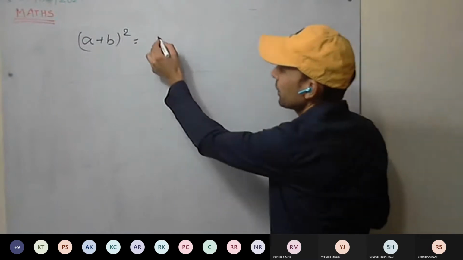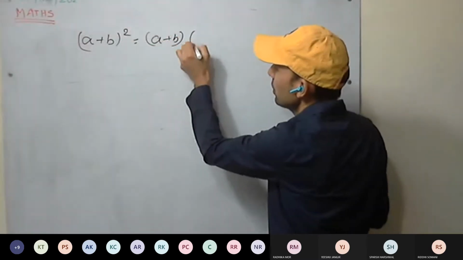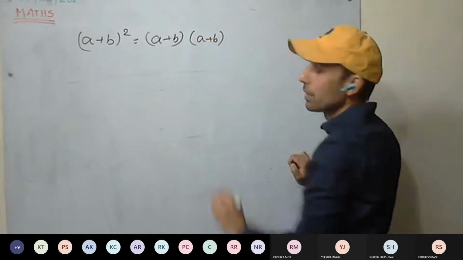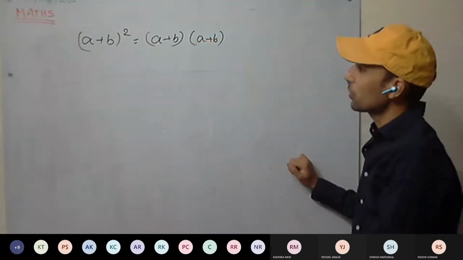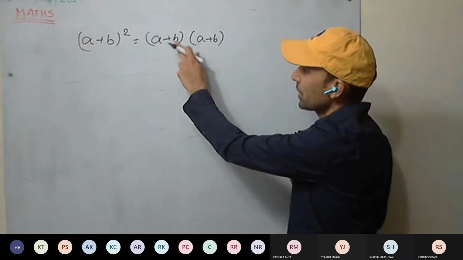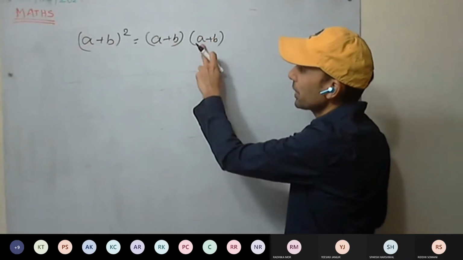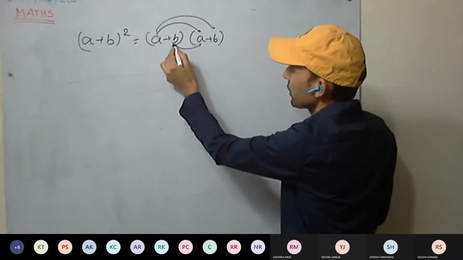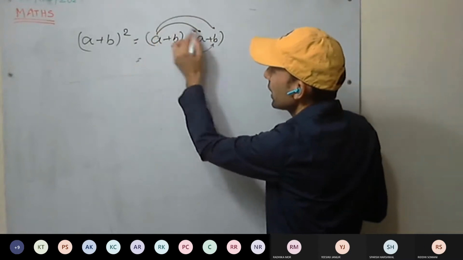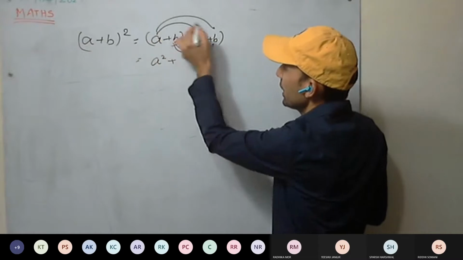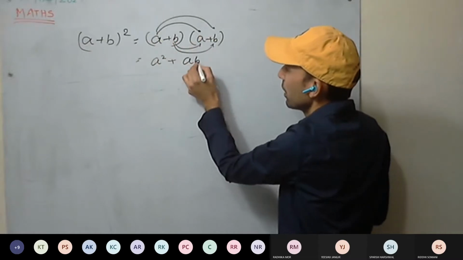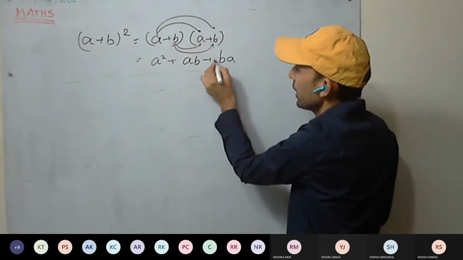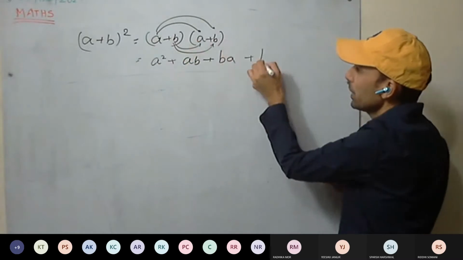A plus B the whole square can be written as A plus B into A plus B. Now, expand them. How to expand? Distribute them. Open the bracket. A will be multiplied with this one. B will be multiplied with that. So how much? A into A, A square. A into B, AB. B into A, BA. Plus B into B, B square.